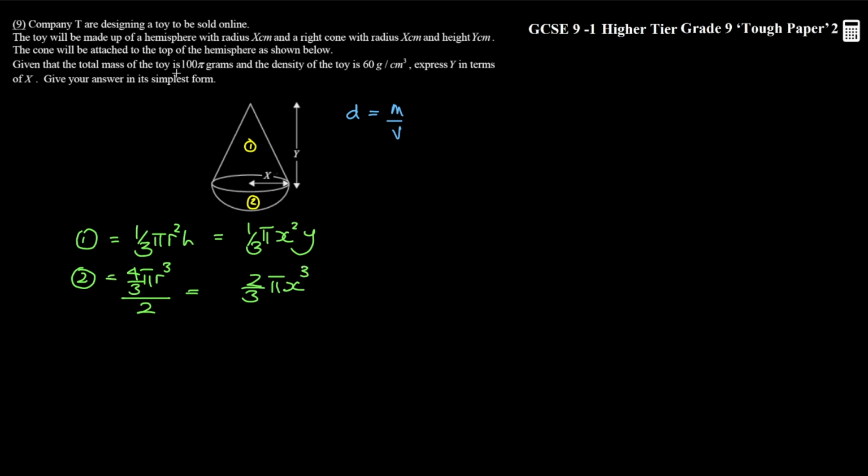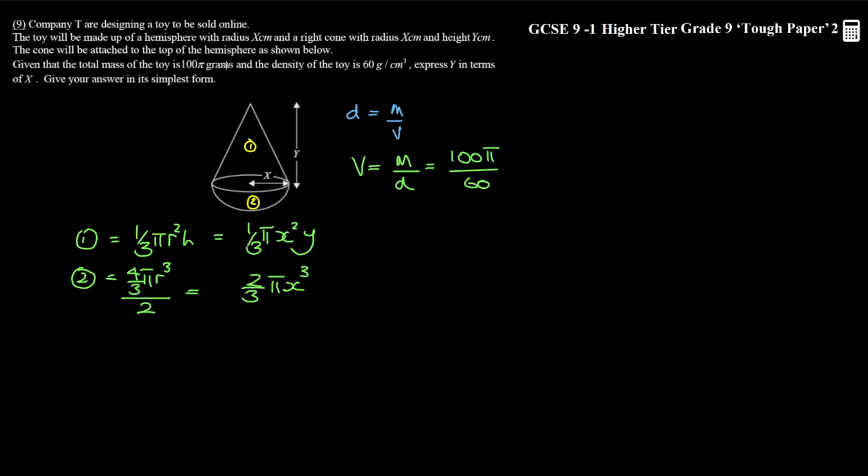So going back to the question, we've been given the mass, we've been given the density, so we can work out the volume. So the volume from what the question says, V, is equal to mass over density. Its mass, we're told, is 100 pi, and the density is 60. And we're in grams per centimetre cubed.